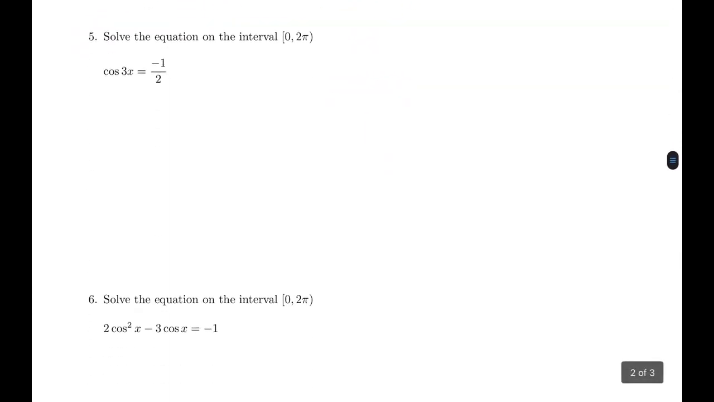So let's look at number 5. Number 5 says solve, right? Again, this is another type of problem. Solve the equation on this interval. Okay. So that means I want to find the unknown variable's value. So here x is unknown. So I want to find x values.